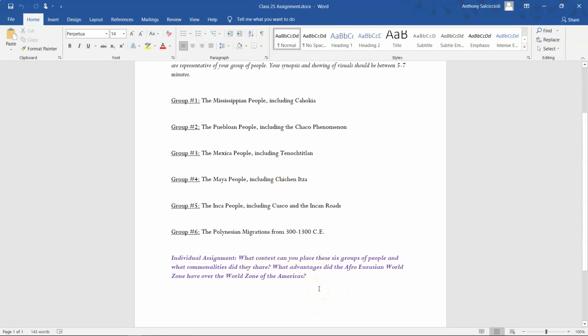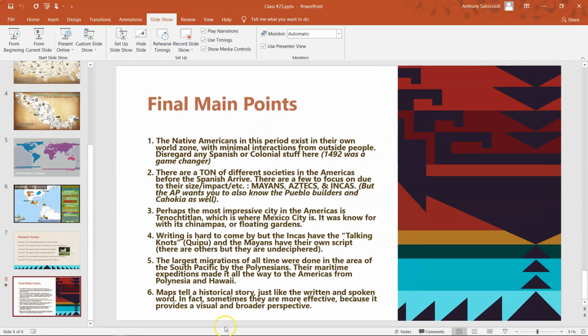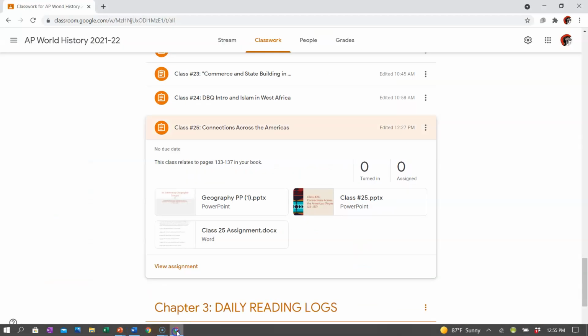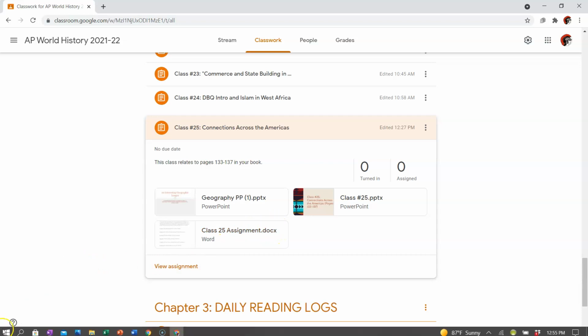What context can you place these groups of people in? What commonalities do they have? And what advantages did Afro-Eurasia have over the zone of the Americas? Okay, so going full circle here, these are the three rectangles. If you were absent, email me in terms of what to do for this assignment. We'll come up with a plan B, okay?